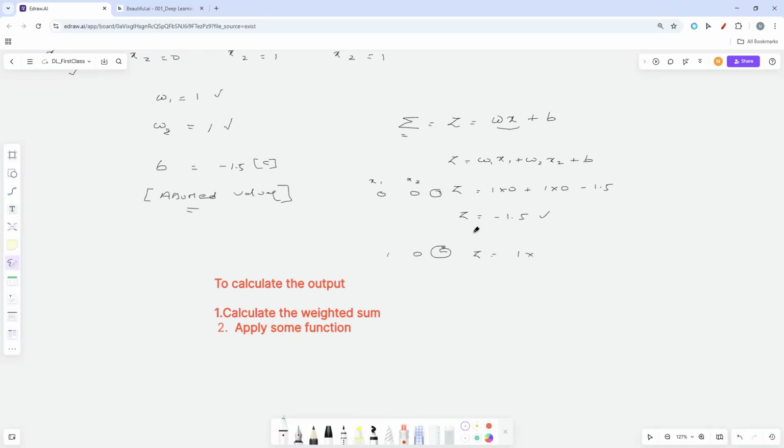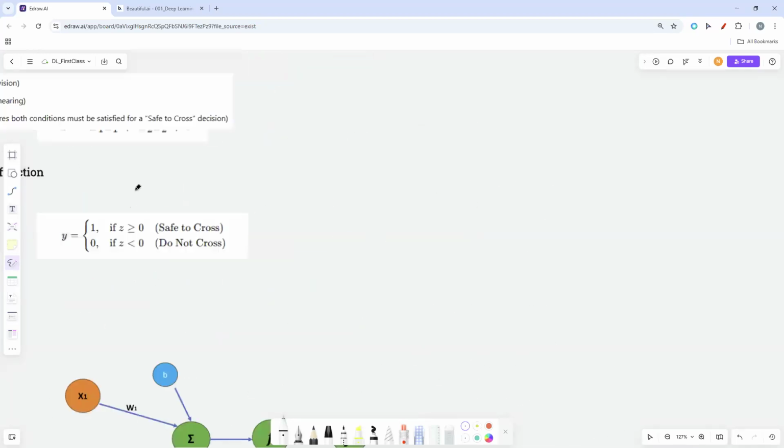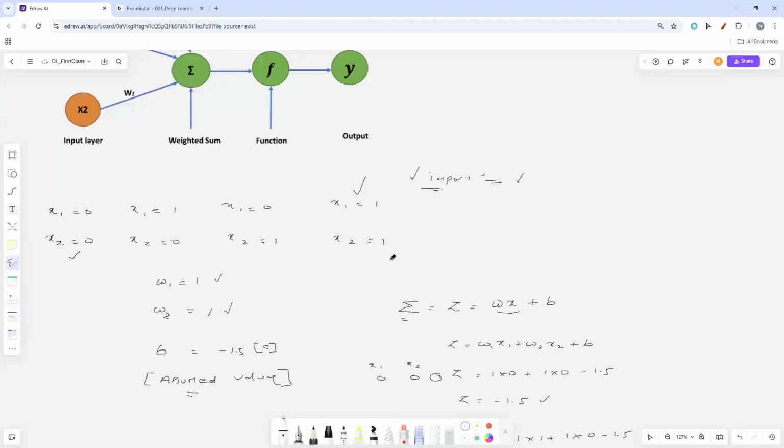z equal to 1 into 1 minus 1 into 0, I mean plus 1 into 0 minus 1.5, which becomes minus 0.5. Okay, the second one is also there, and the third one being x1 equal to 0, x2 equal to 1. So here it becomes 0 into 1 plus 1 into 1 minus 1.5, which again becomes minus 0.5, right? And the fourth one, z equal to the same thing, 1 and 1. So these are the values we have, so I am writing them over here.